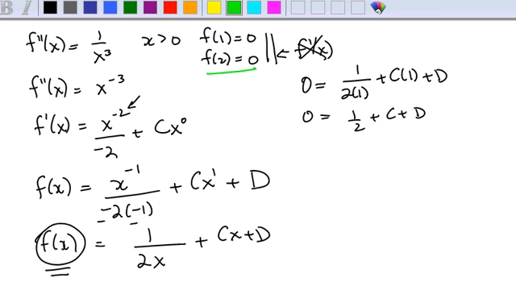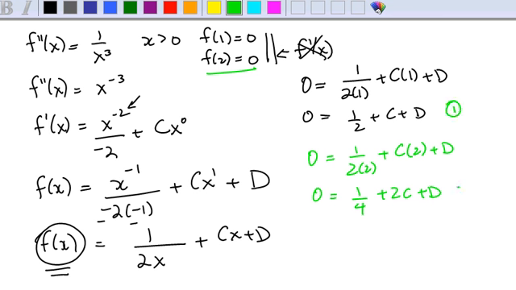second set of conditions. Again, the function is 0 when x is 2. So 1/2, plugging in my x value of 2, and simplifying, I get 0 equals 1/4 plus 2c plus d. So I have equation 1 here and equation 2, so 2 equations with 2 unknowns.